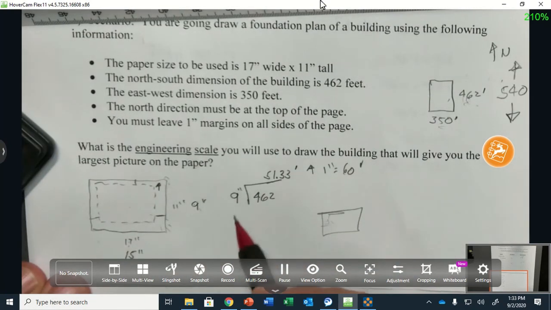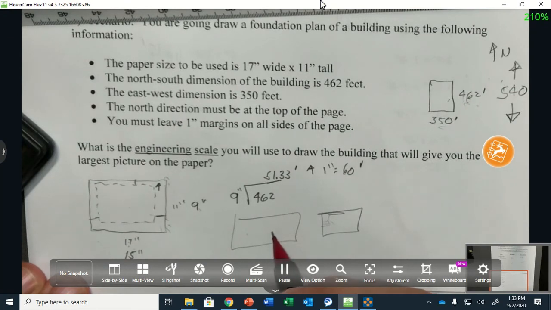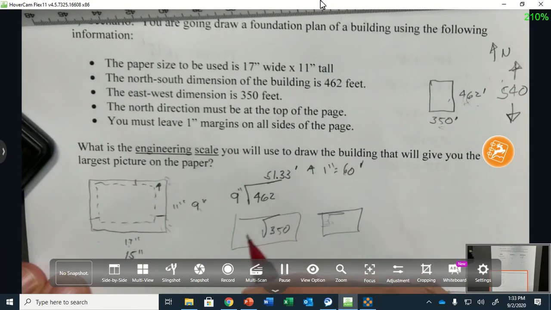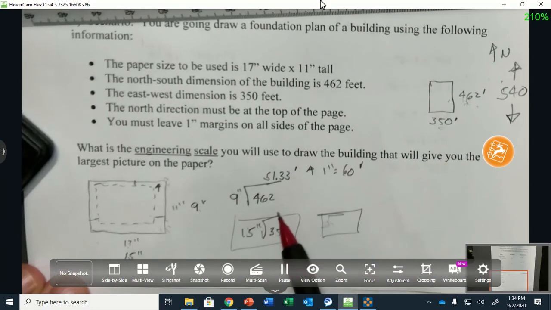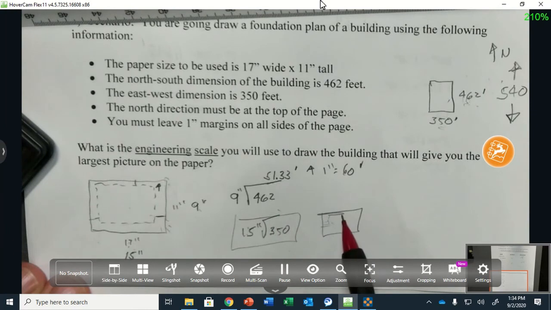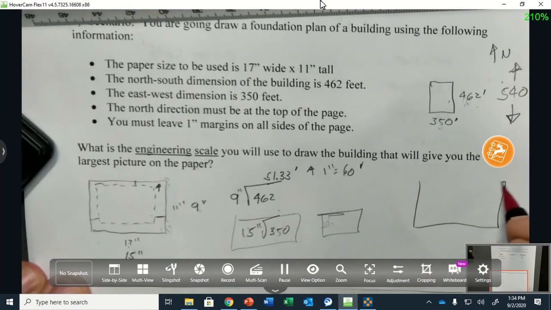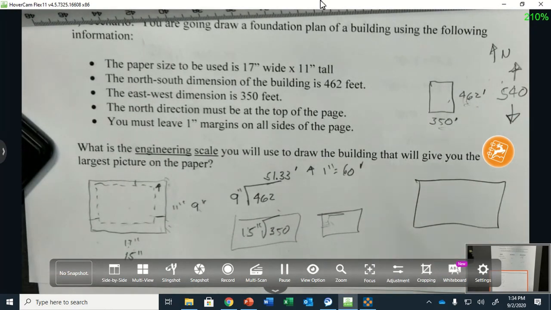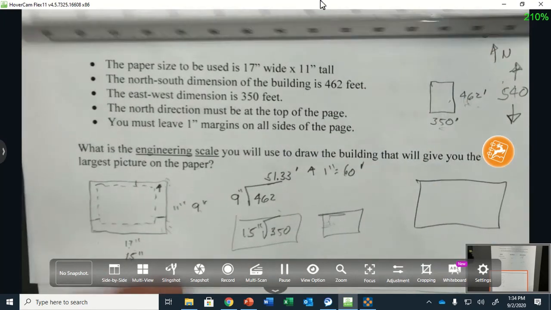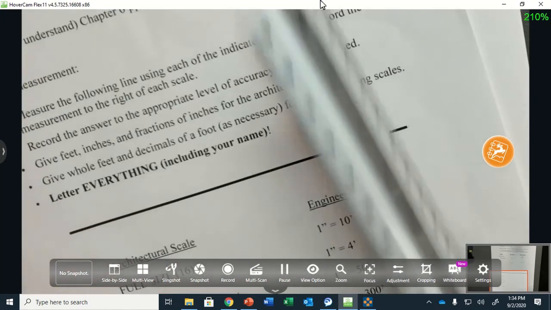So I want you to calculate this dimension, which is 350 feet divided by 15 inches of paper. Calculate that scale. What do I have? And then my final answer is I got to pick the larger of the two scales. Okay, so this makes sense. So that is the assignment. I hope it's clear enough.